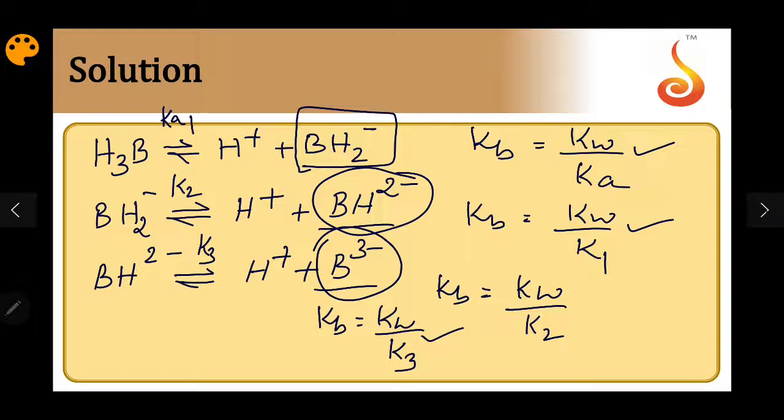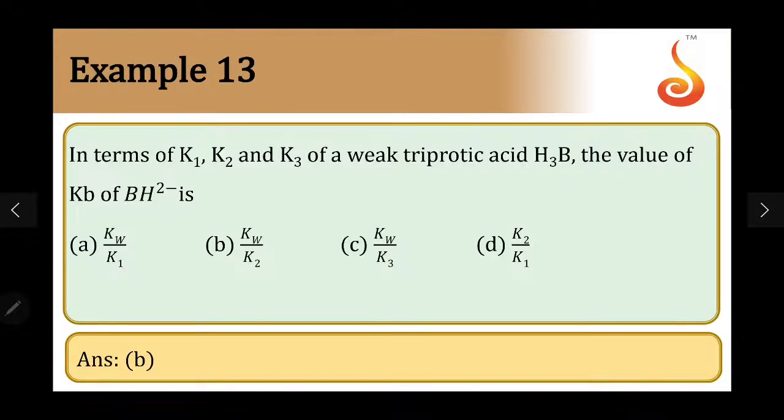So we'll go to the options. So answer should be B. The question says BH2 minus, so answer should be Kw by K2. If in the question it was BH2 minus, in that case it should be option A. So whichever is given you can answer. Answer is B for BH2 minus. We'll go to the next question.